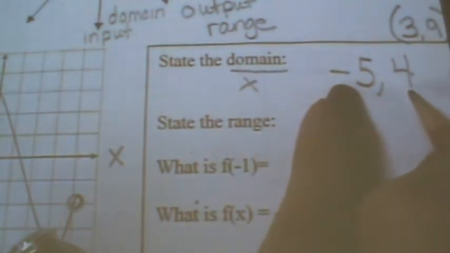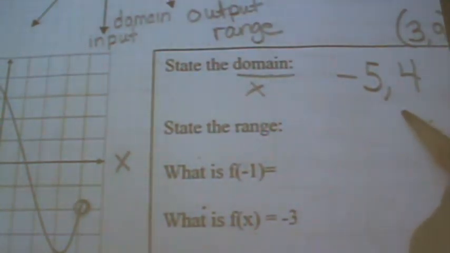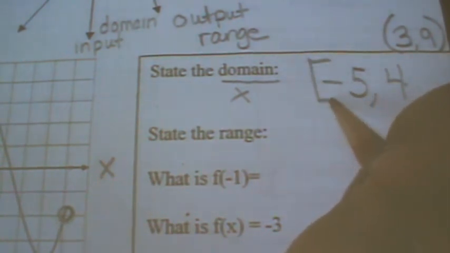Now, these are critical values. I need to place a bracket or a parenthesis at each of those numbers. Bracket includes the number, a parenthesis goes right up to it. So what would you do? You're gonna put a bracket here.